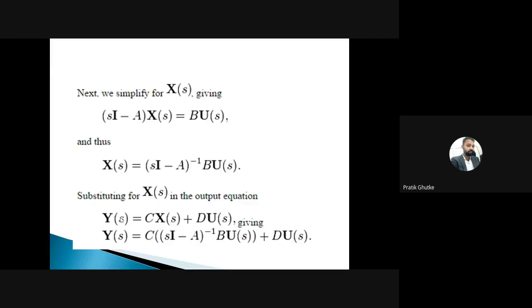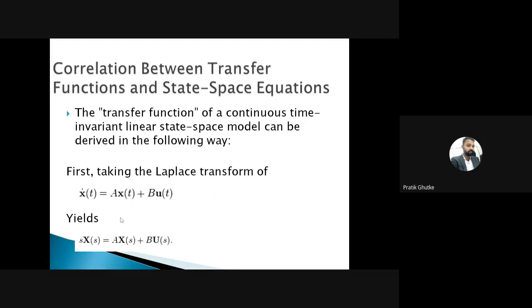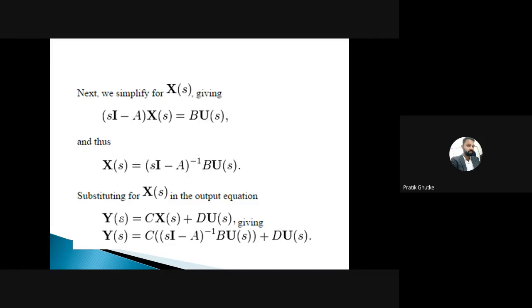Now next we have to simplify and solve for X of s. I have taken B U of s on one side and s X of s and A X of s on the other side. I have taken X of s common. So what will it be? There will be the identity matrix, (sI minus A) into X of s equals B U of s, and thus X of s equals (sI minus A) inverse into B U of s.